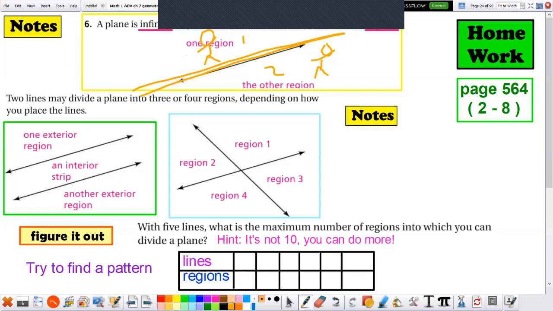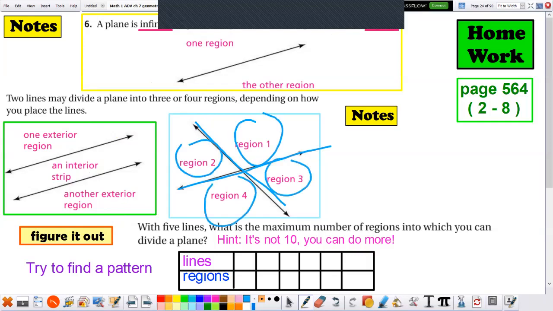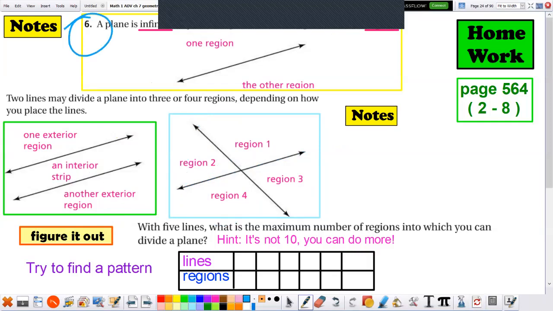Okay, and what if we drew 2 parallel lines? Now we've got 1, 2, 3 regions. If you're in between the lines, some people call it an interior region or an interior strip. Here's an exterior and an exterior, but 2 lines can make 3 regions. But what if we actually made the lines cross? Then we could have 1, 2, 3, 4 regions. Imagine a playground and you put a fence here and here, you could divide it into 4 areas. So here's the question for number 6.